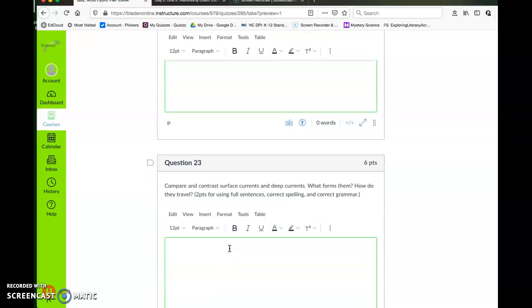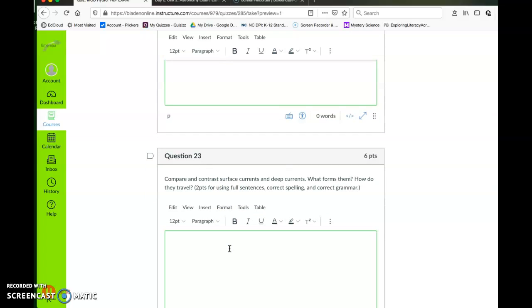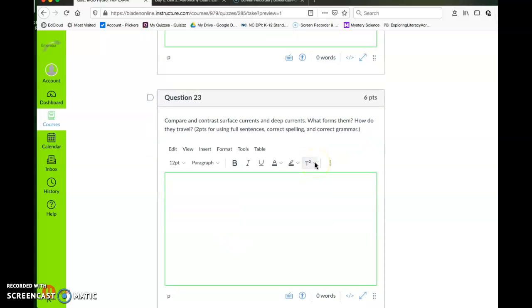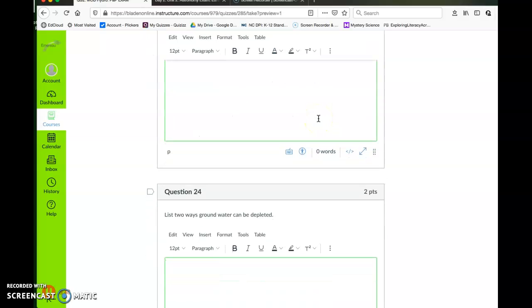Question 23. Compare and contrast surface currents and deep currents. What forms them? How do they travel? 2 points for using full sentences, correct spelling, and correct grammar. 6 points total.